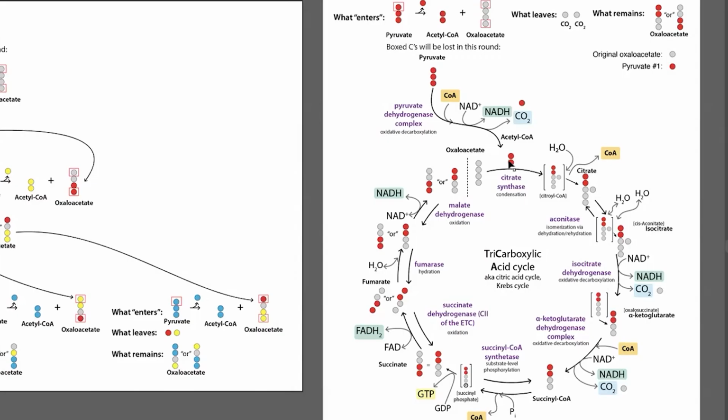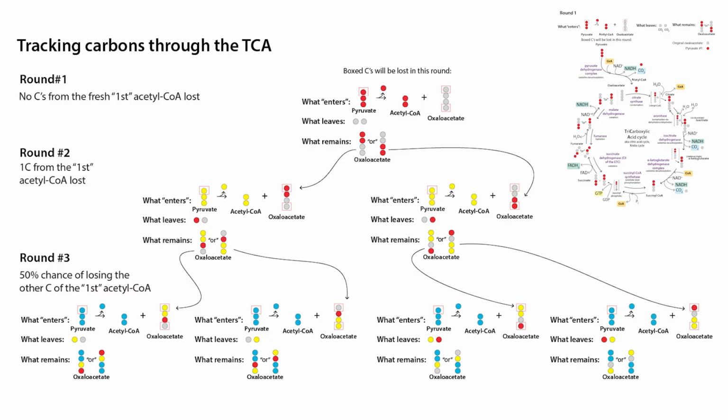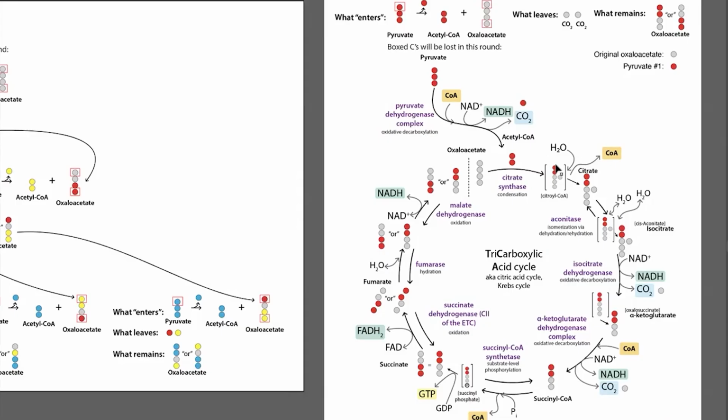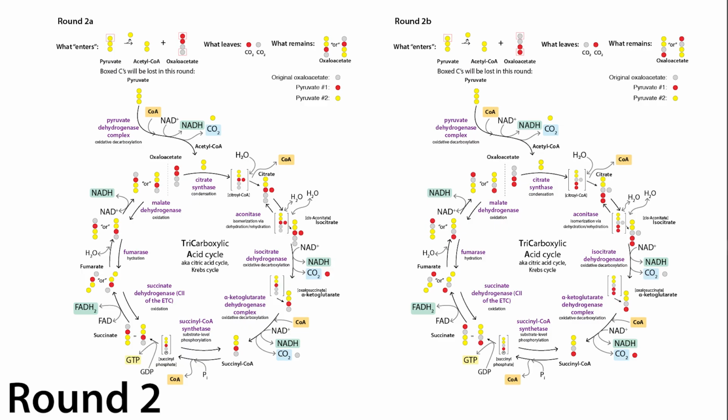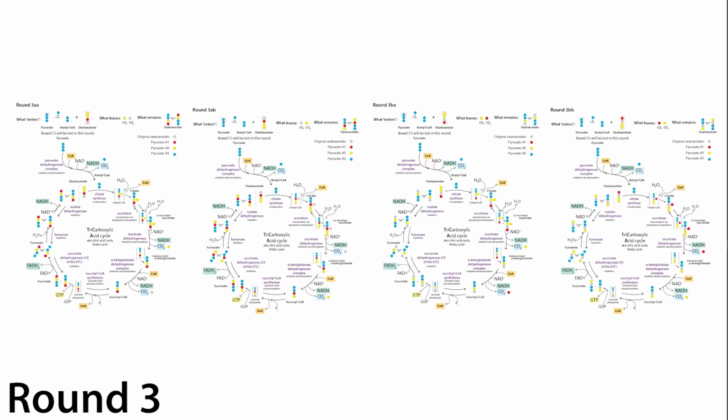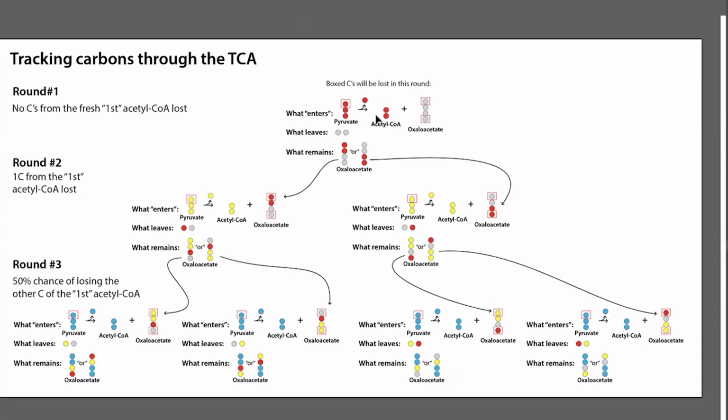In fact, it is going to take you at least three turns of the cycle in order to get rid of those two carbons that you brought in from the acetyl-CoA. Those exact two carbons, it's going to take you at least three turns of the cycle. The first time around, you're only going to lose the carbons that were already there. The second time around, you'll lose one of them. And then the third time around, you have a 50-50 chance of losing that other one, that original one that you had brought in from that original acetyl-CoA.